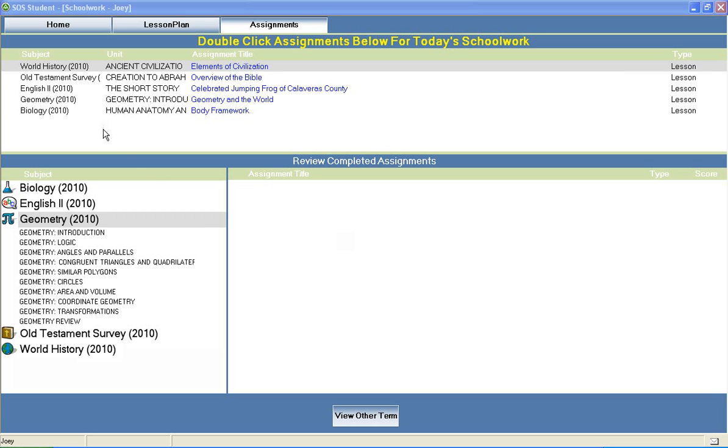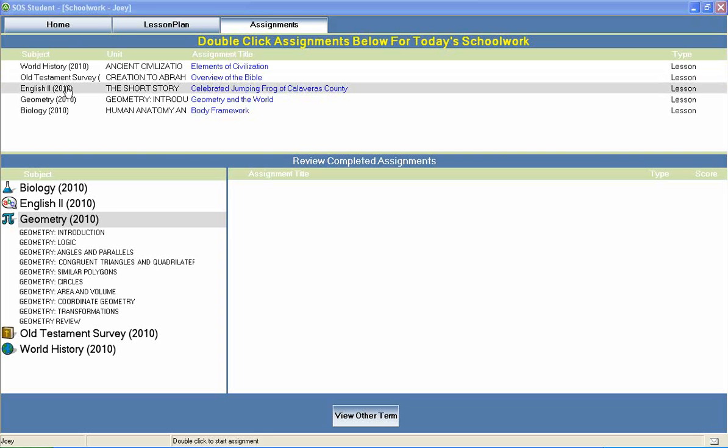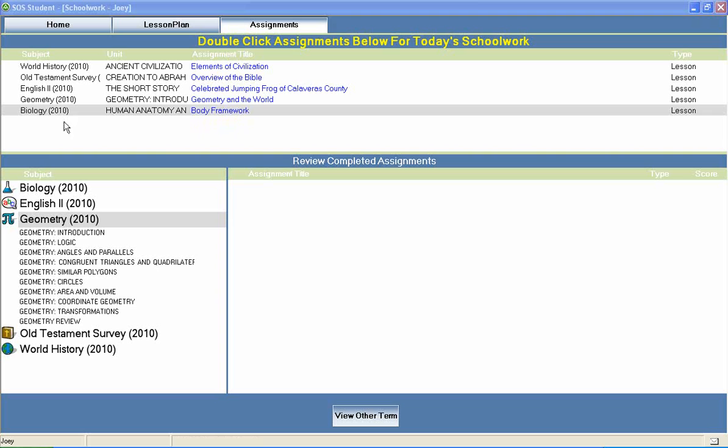Welcome to Switched On Schoolhouse, a CD-ROM-based homeschool curriculum from Alpha Omega Publications. Switched On Schoolhouse Geometry is a high school math course that is typically included in a 10th grade course of study and includes units on logic, similar polygons, area and volume, transformations, and much more.